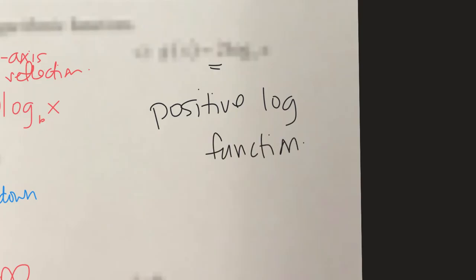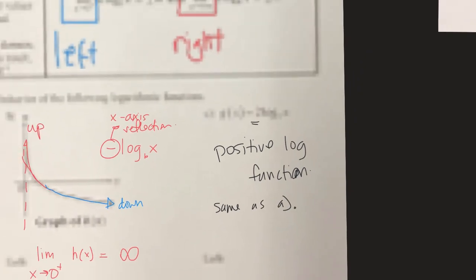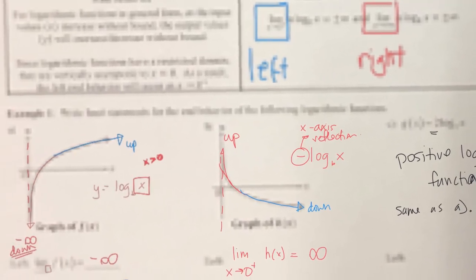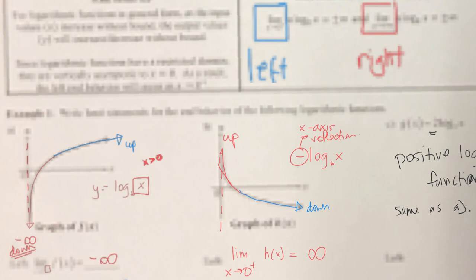In other words, the end behaviors will be the same as the other positive log function that we've seen, which was example A, right? Example A is the graph of a positive log function. So our limit statements are going to be the exact same as the graph for A.